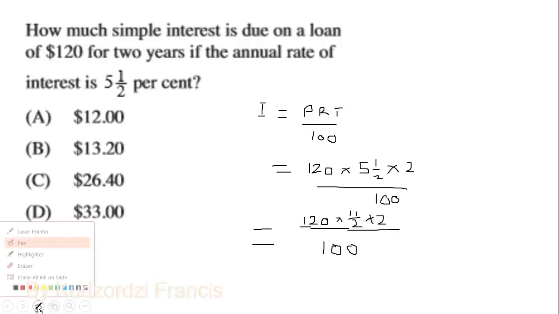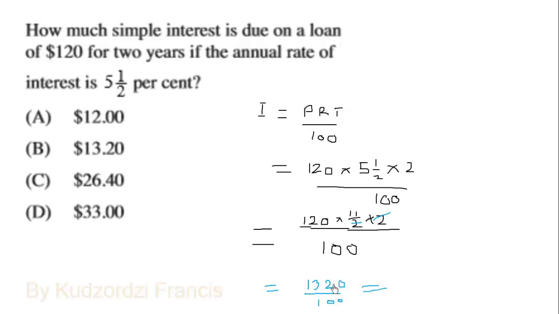So let's see how we can simplify this step by step. So this will cancel this. Okay. So you know, multiply by 11, just add. So 1 plus 2 is 3. So 1, 3, 2. So you add and insert the result over there. Then 20. So 13, 20 over 100. And we know when you are divided by 100, we move the decimal point 2. So this will be equal to 13.20. So the correct answer is this B.